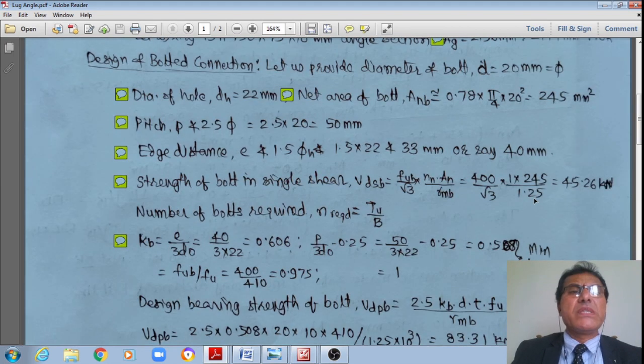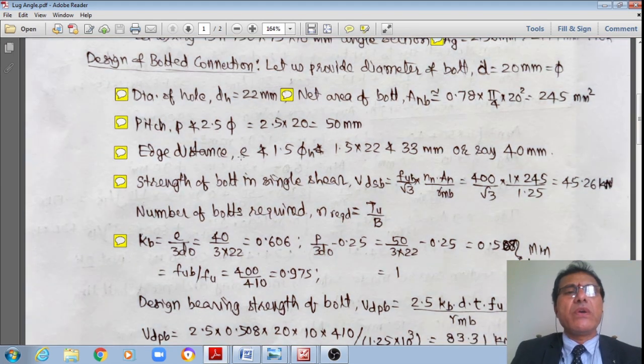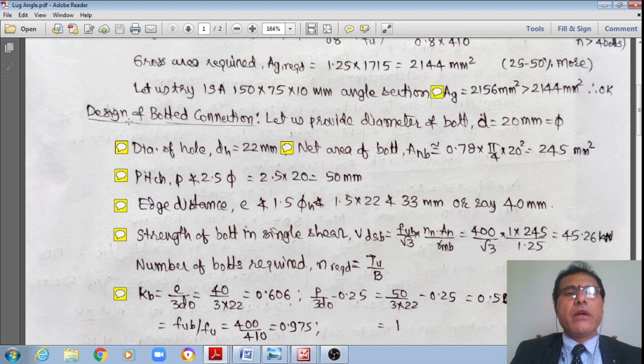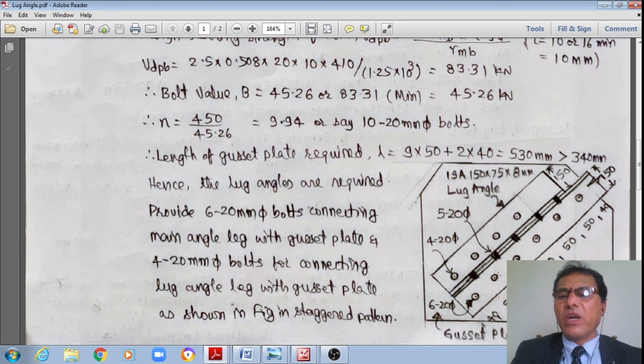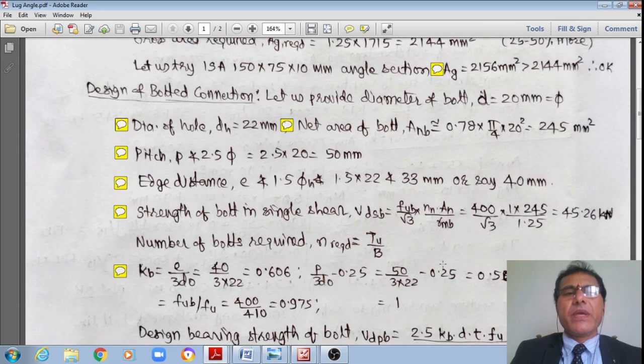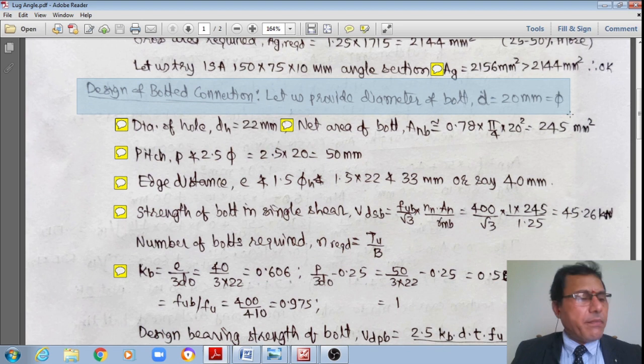Then what I want to do is the bolted connection. How many bolts are required? Either 1, 2, 3. How many bolts are required to connect this main angle with the gusset plate? Therefore, now I initiate the design of the bolted connection. Because this data is not given, I'm assuming the nominal diameter of the bolt, d, is equal to 20 mm, student.